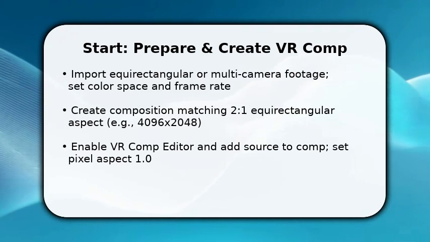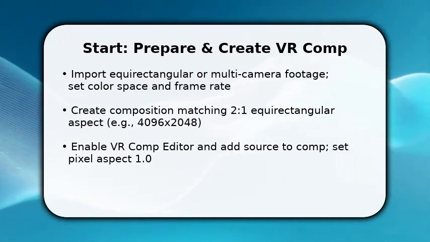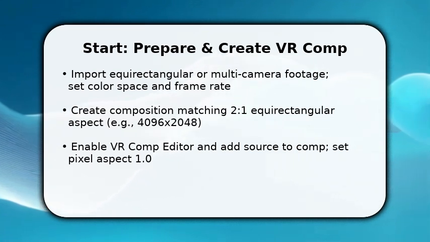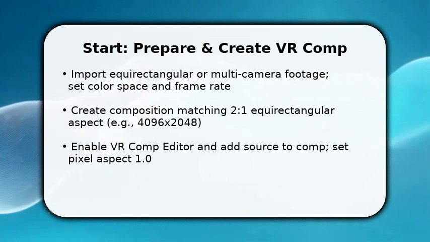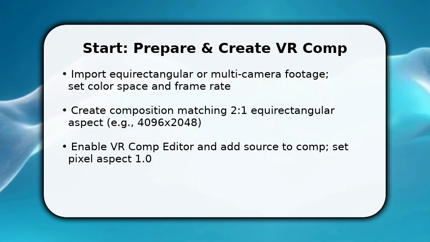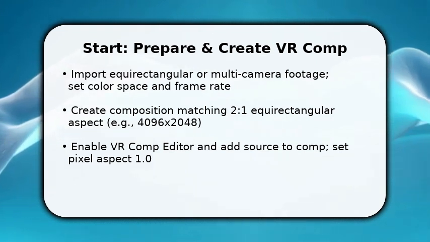Enjoy the video. You begin by bringing your footage into After Effects and immediately setting project color space and frame rate to match your camera. Once done, create a composition sized for equirectangular output, typically a 2:1 ratio such as 4096 by 2048, and set pixel aspect to 1:0. Now enable the VR Comp Editor and drop your clip in. This gets you into a 360-aware workspace, so you can start framing and correcting without losing projection integrity.